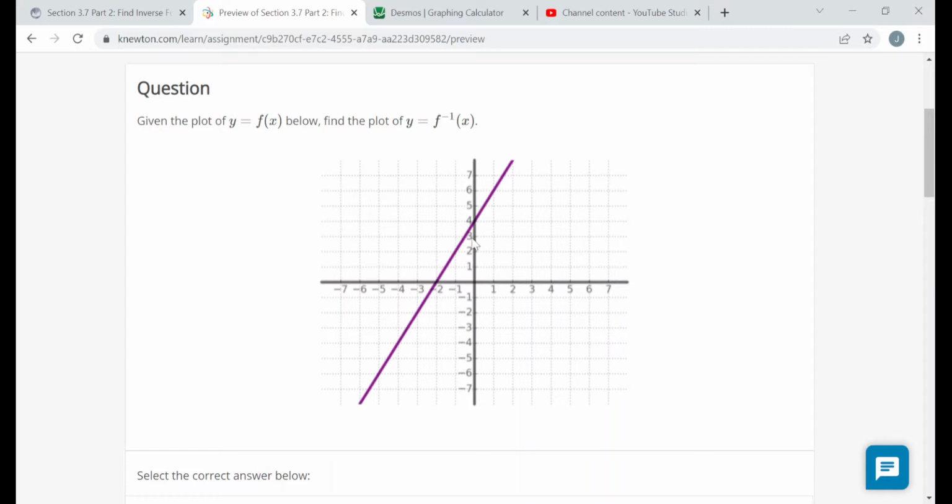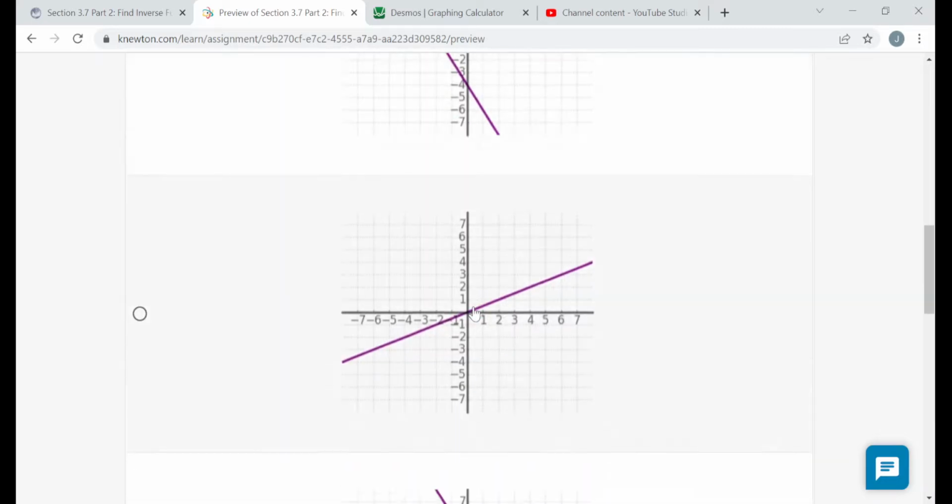Well, this has 0, 4. So the graph of f inverse would have 4, 0. This has negative 2, 0. So the graph of f inverse would have 0, negative 2. So whatever line, and it's a line, any reflection is going to keep the same shape. So if this graph is a line, the inverse will also be a line, but it's going to have 4, 0, and 0, negative 2 on it.